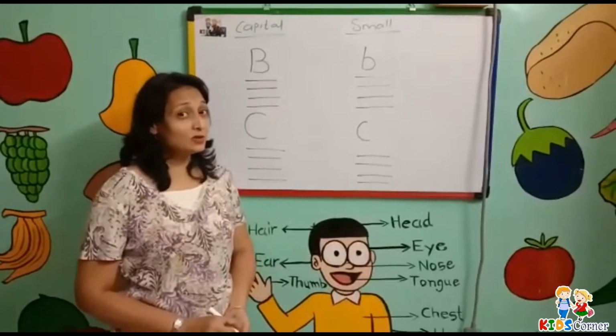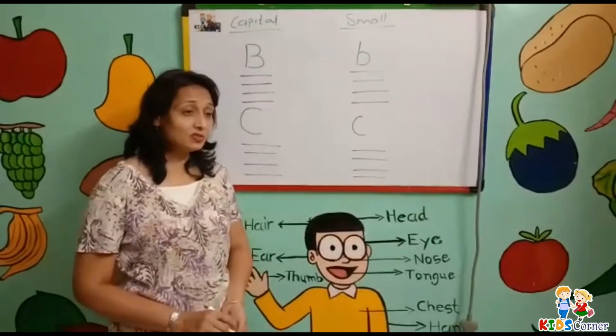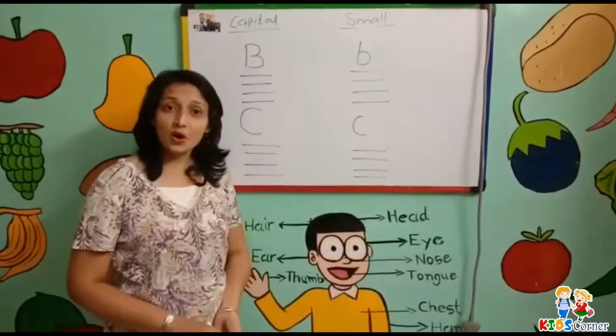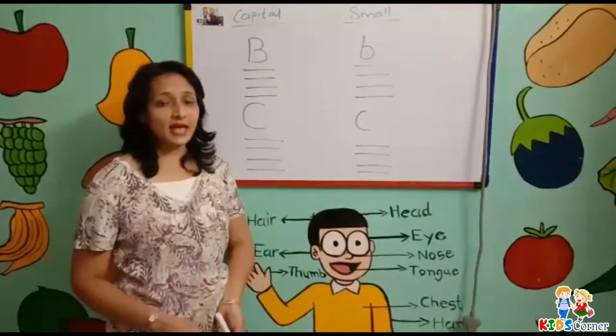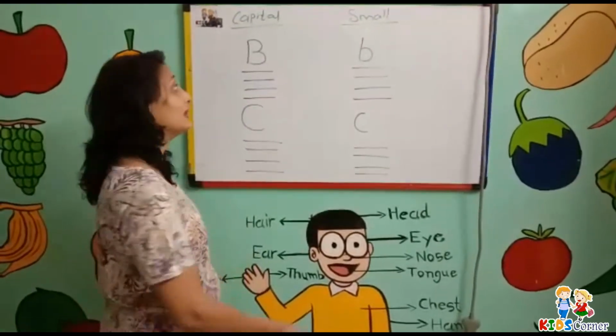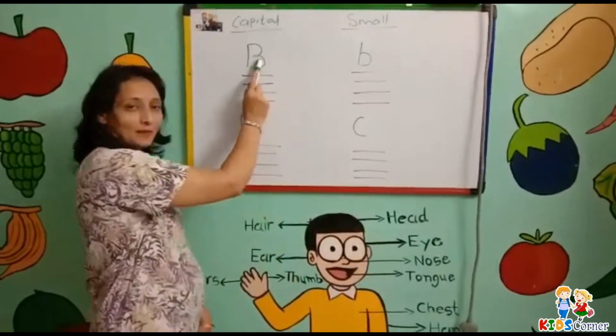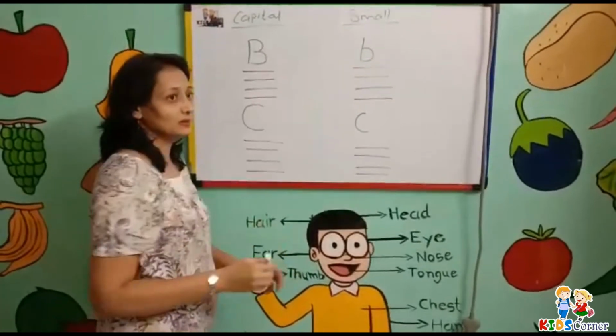तो अभी याद है उस दिन क्या किया? What we learned last time? We learned capital A and small a. Now we'll start from the next alphabet. What is the next alphabet? B. This is capital B and this is small b.